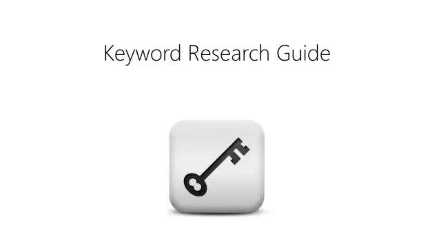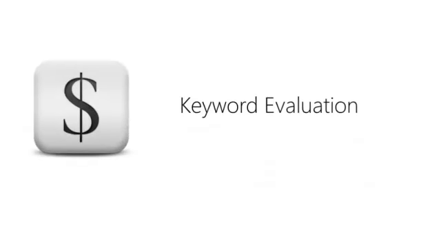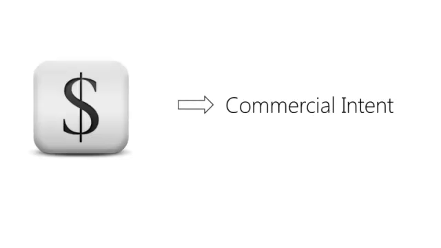Welcome to this third and final video in the keyword evaluation module of the Keyword Research Guide. And this module is about commercial intent. Now, what does commercial intent mean? What are we after here? Basically, for any given keyword, you ask yourself, is the person typing in this search query in a buying mood? That's the question we want answered.